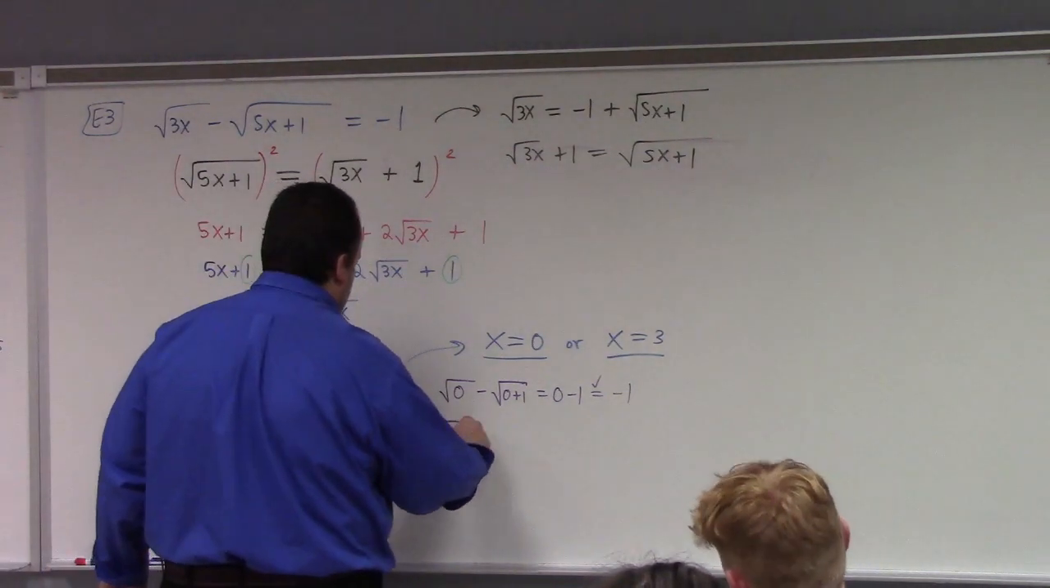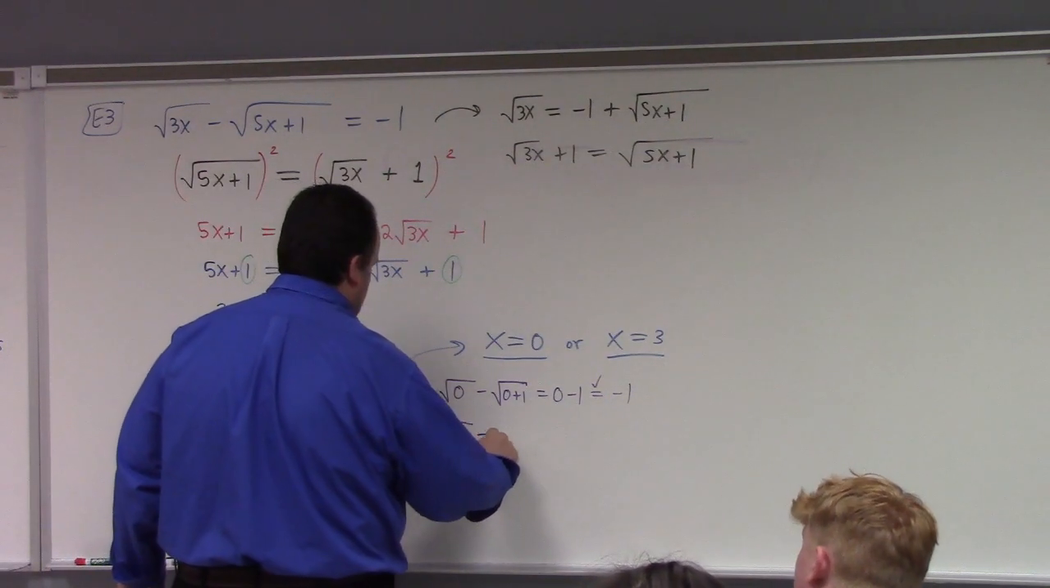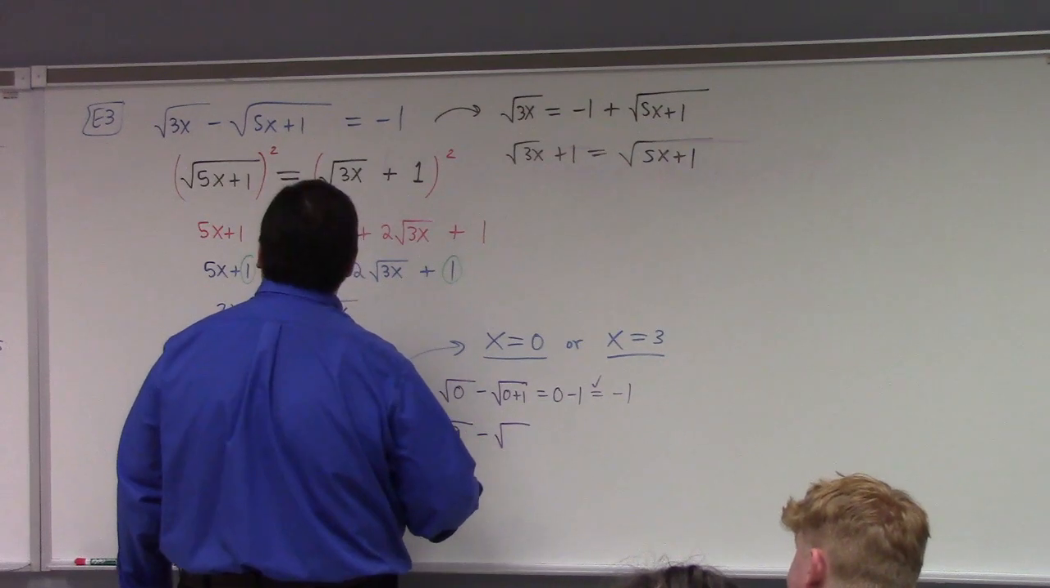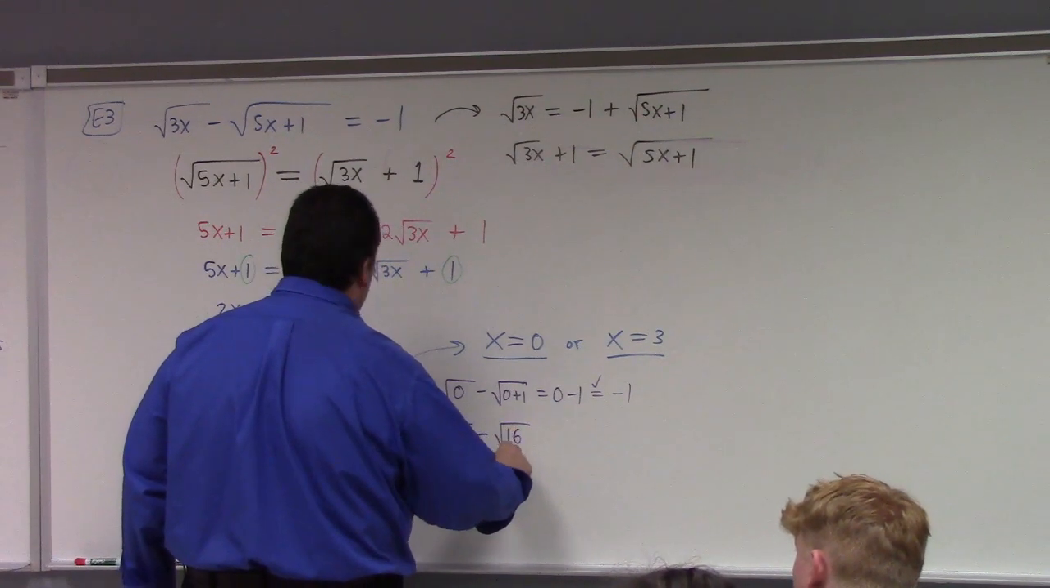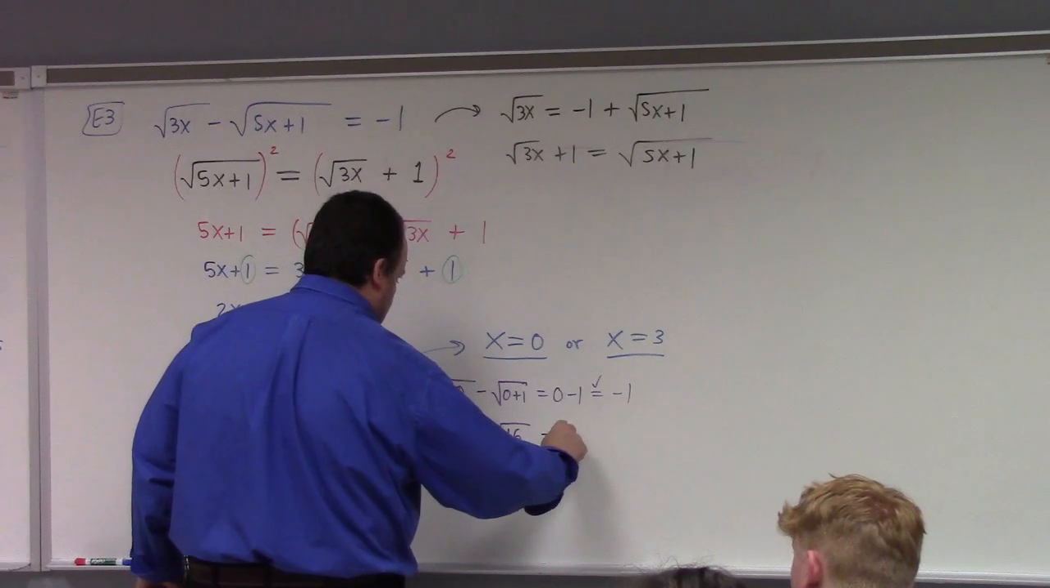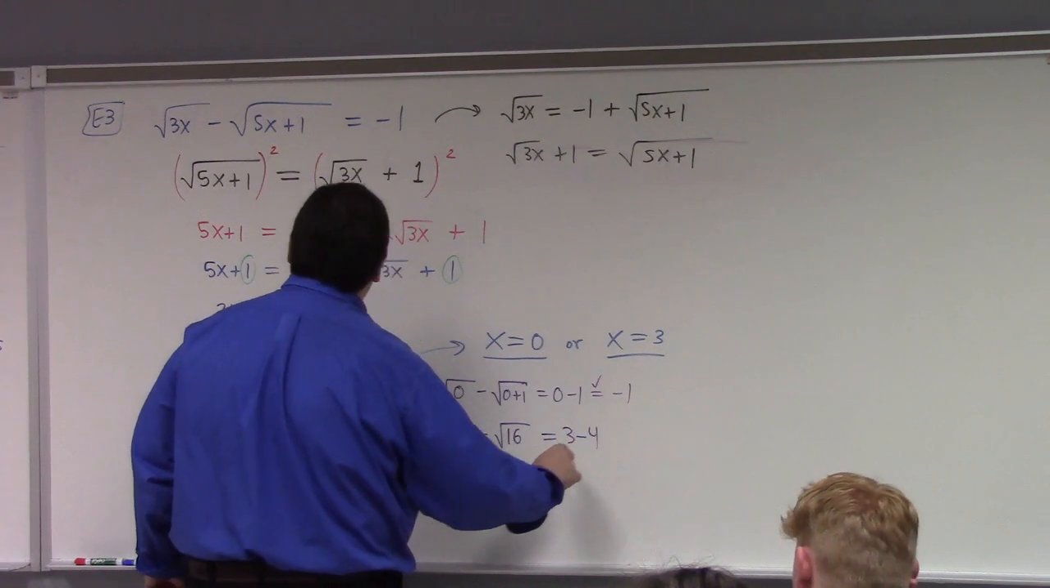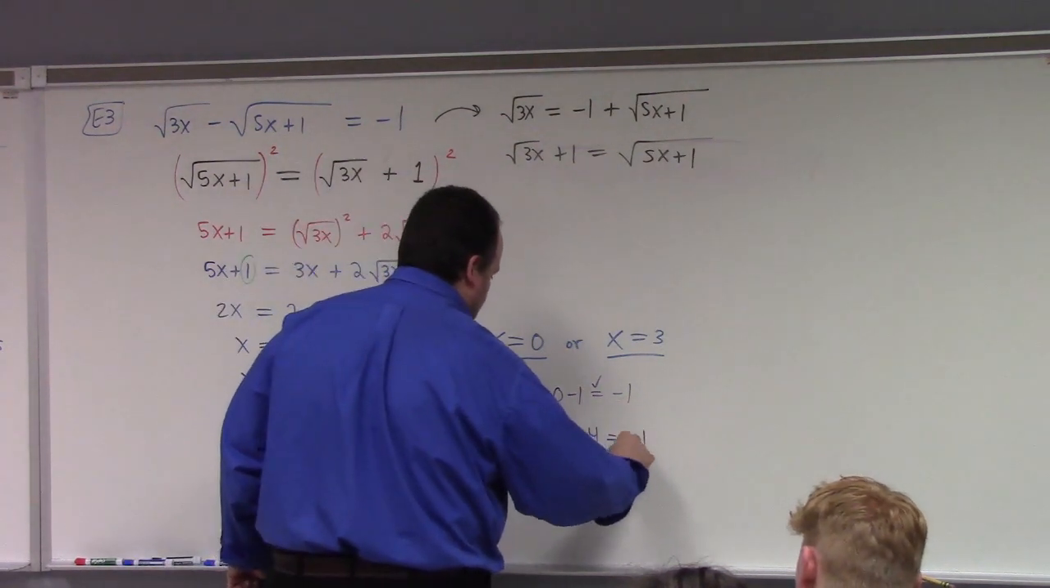So you say it's square root of 9 minus what? Square root of 16, yeah. Which is what? 3 minus 4. Hey, look, they both work this time.